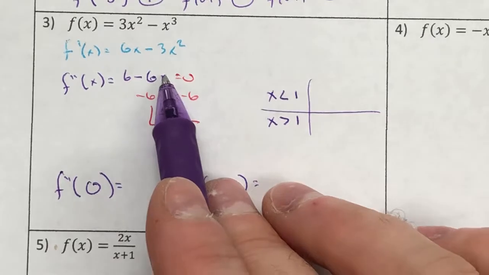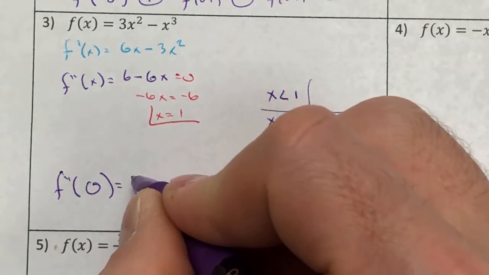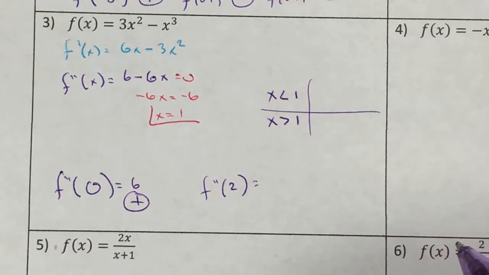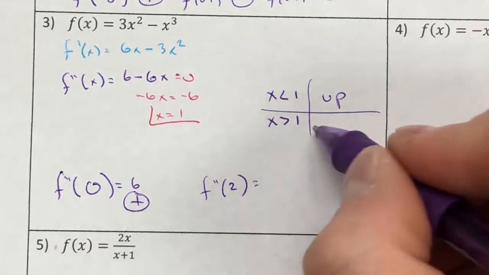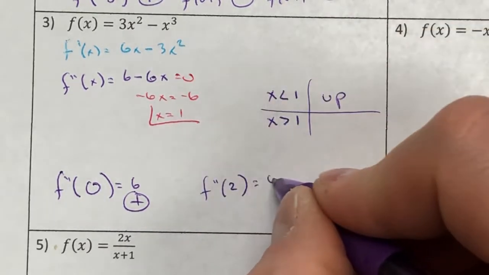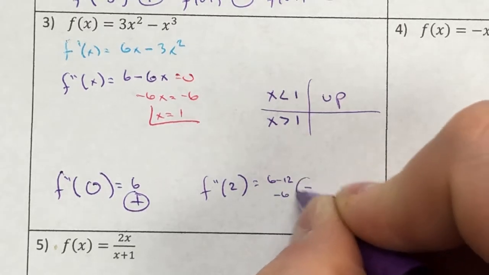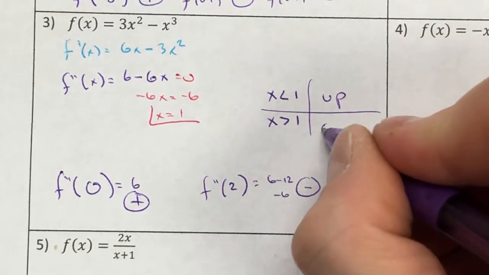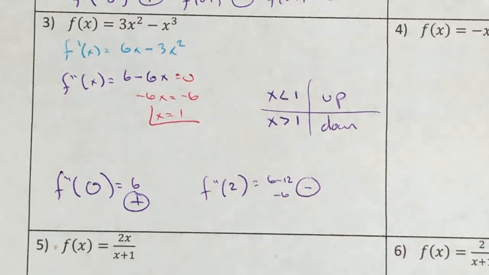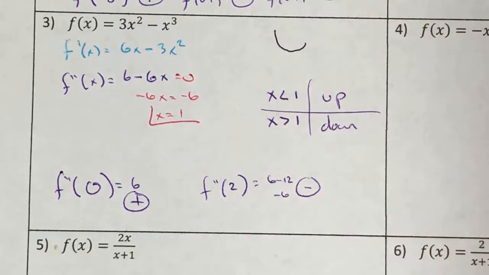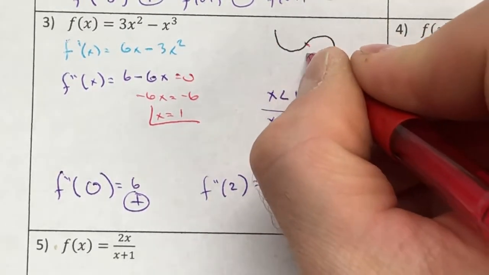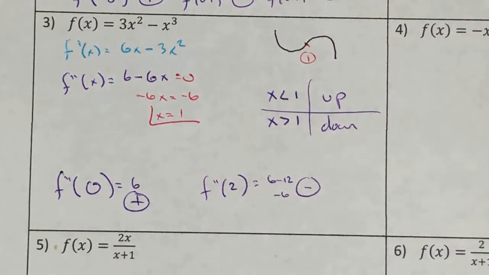So if I plug in a 0, 6 times 0 is 0, I get a 6, which in this case, the only thing I'm really concerned about is the positive, which means this is concave up on this side of the function. On the other side, when I plug in a 2, that becomes 6 minus 12, which is negative 6. But again, the only thing I'm concerned with is the sign, which means this is concave down. Now, this tells us a very special thing about the graph. We know it's up on the left and down on the right. So I have an upward facing graph on the left and a downward facing graph on the right. And this point right here is at an x value of 1.